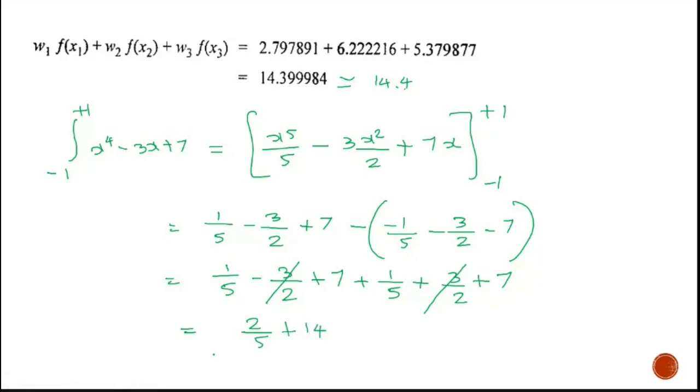Okay. So you know that 2 by 5 will be around 0.4. So this is 0.4, plus 14. So you are getting 14.4. So you are getting the same value as in the Gaussian method. Right? So you should verify both. So this is how you have to solve problems related to this.